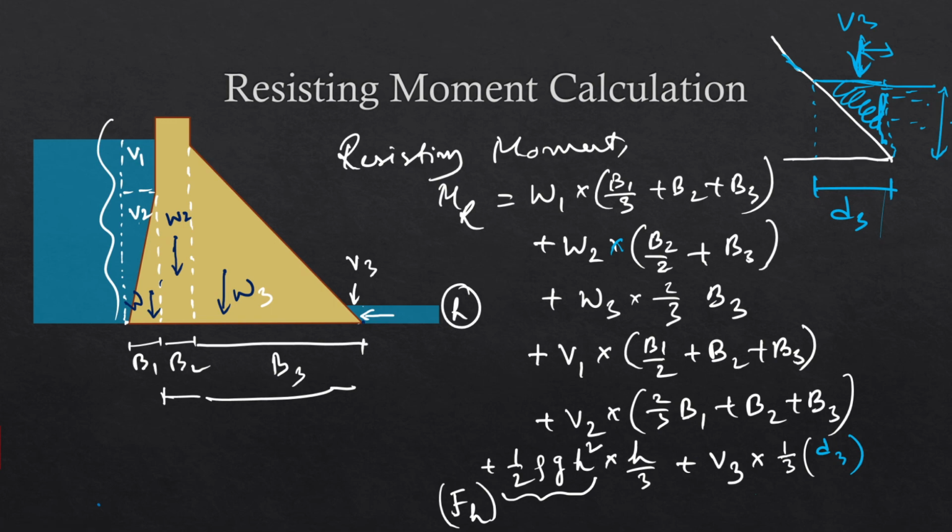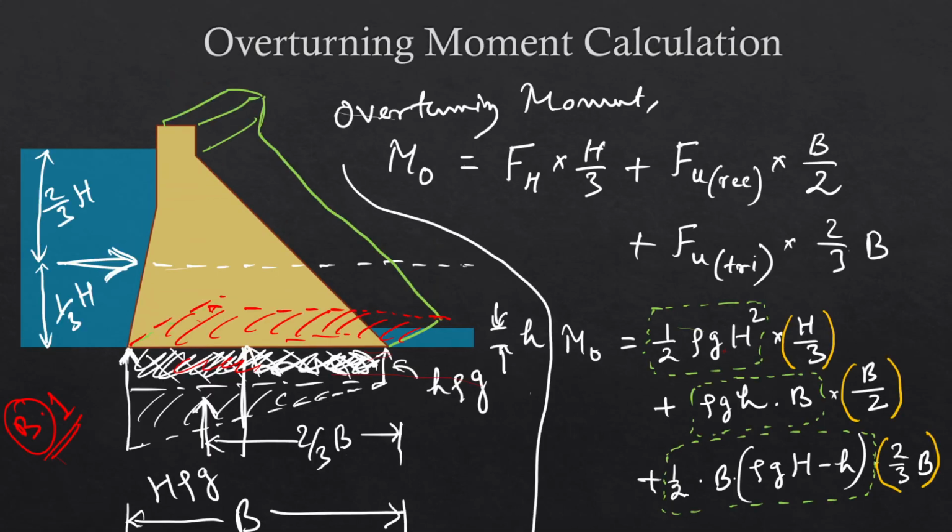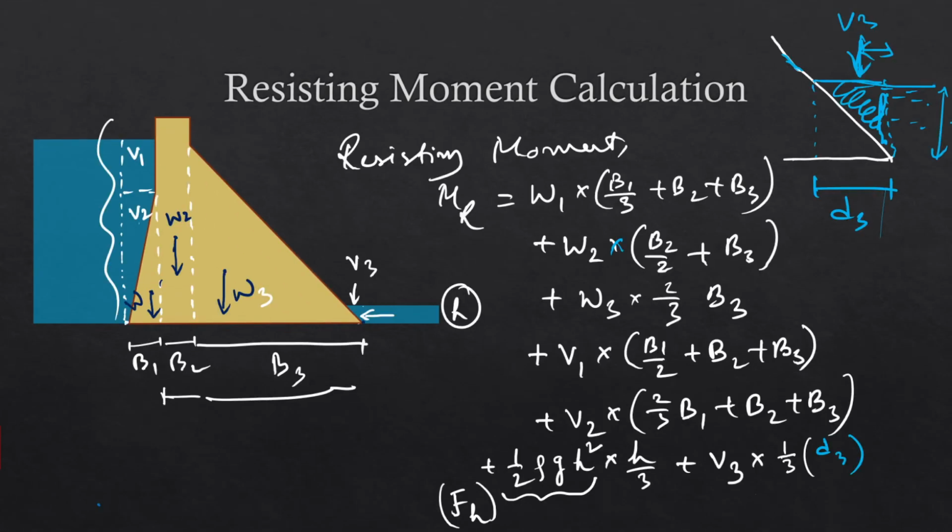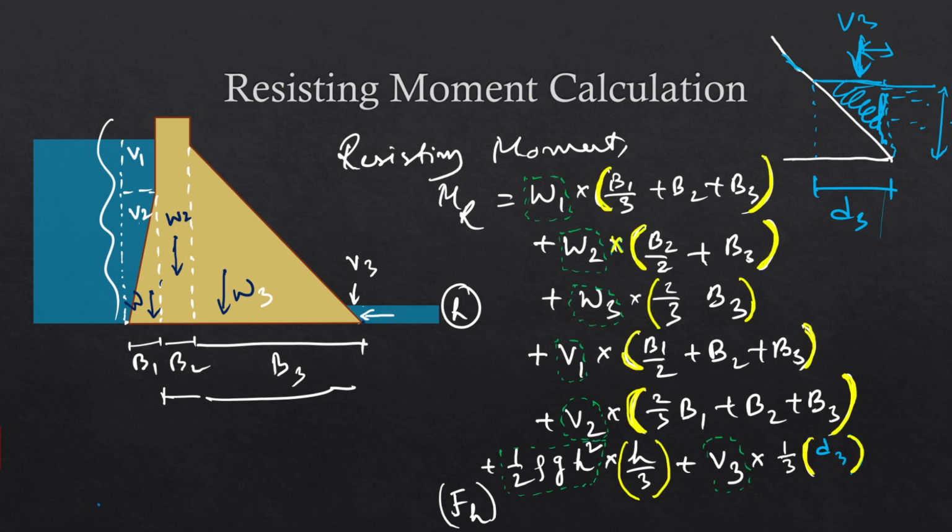So after we calculate the overturning moment and the resisting moment, for clarity in the resisting moment, I'm going to mark the distances in yellow brackets, and the remaining parts will be the forces. So all these yellow bracketed portions are the distances of those forces from the toe, and the parts highlighted in green are the forces themselves. So this is how we calculate these overturning and resisting moments.